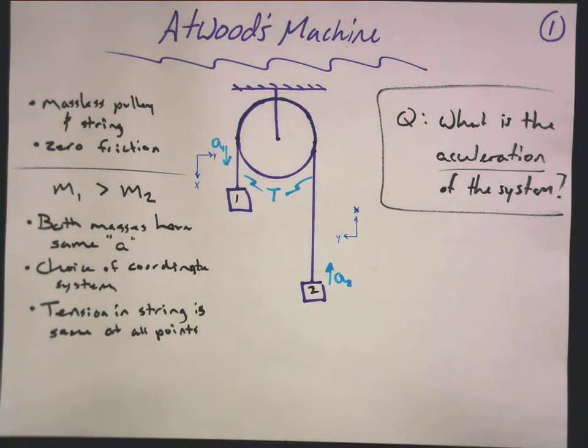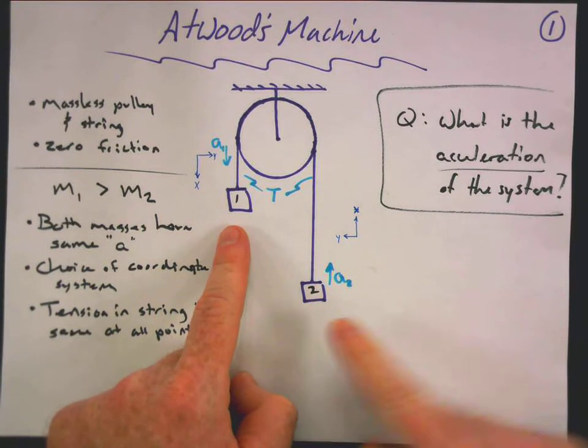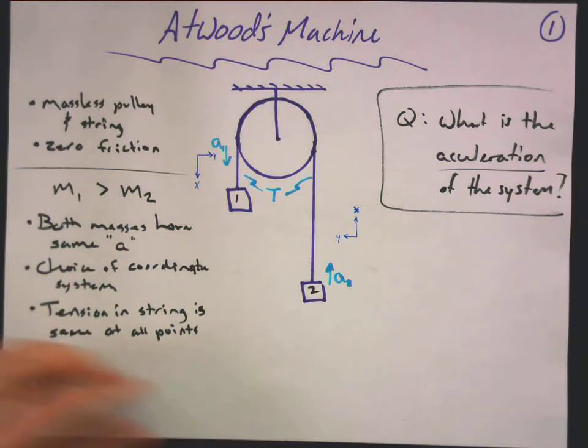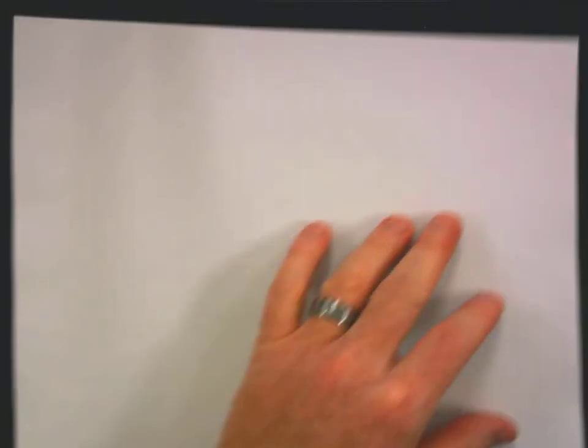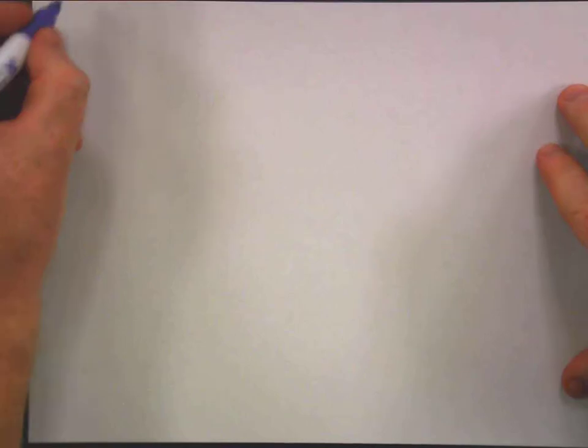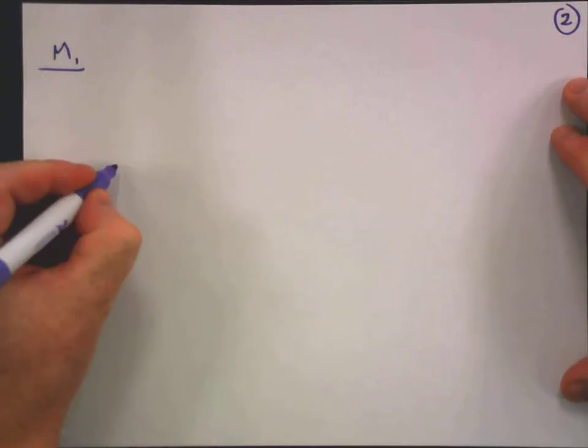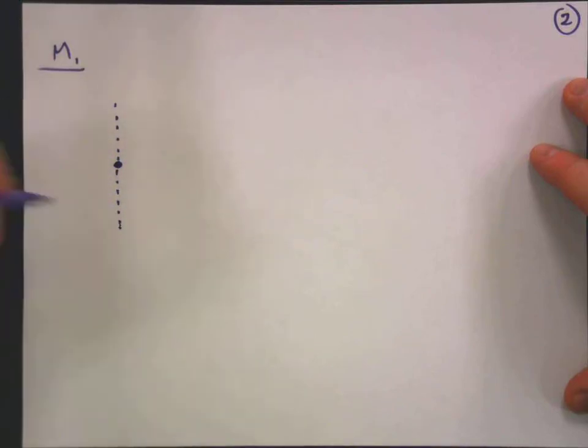Right away I have forces acting on objects. I'm going to want to do some free body diagrams, right? So here we go with that. Let's do M1. Free body diagram of mass 1, well, dot, and I'm not concerned with anything in the y direction. And this is a little strange, but there's our x-axis.